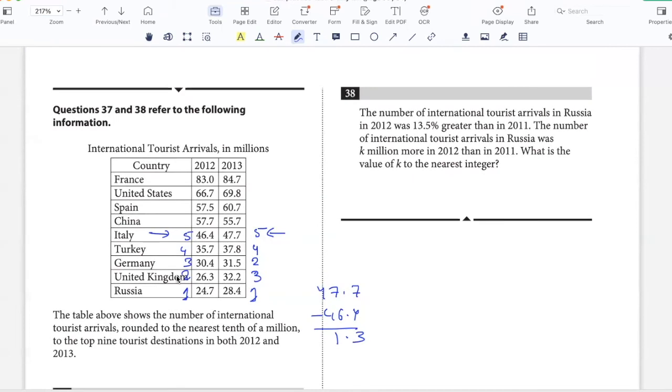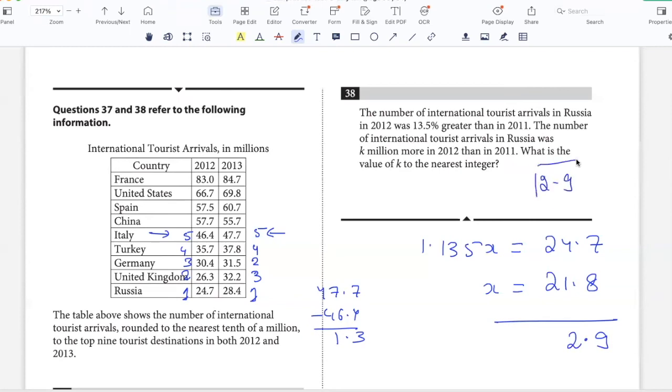Okay, so let's say in 2011 it was x, then 1.135x is in Russia 24.7. So x is 24.7 divided by 1.135. So that's 21.8. So what is the difference? That would be 2.9, right? So k would be 2.9. That's the difference between 2012 and 2011.